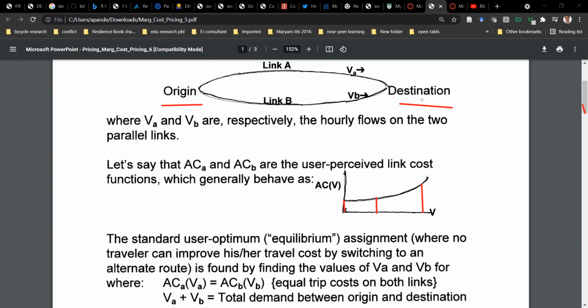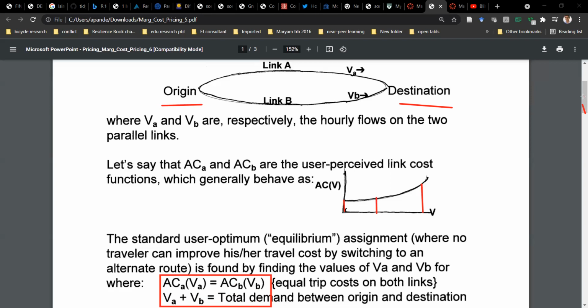So you can then solve for VA and VB by saying, okay, if the average cost on route A as a function of VA and the average cost on route B as a function of VB, VA and VB being the respective flows on each route, if those two average costs are equal and my VA and VB add up to the total demand, I can then apply these two equations right here, where ACA and ACB are equal, and then VA plus VB is equal to the total demand.